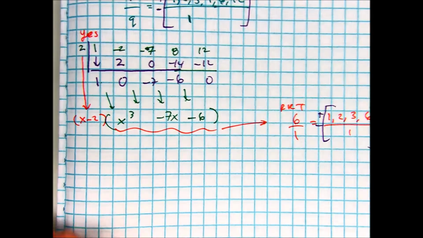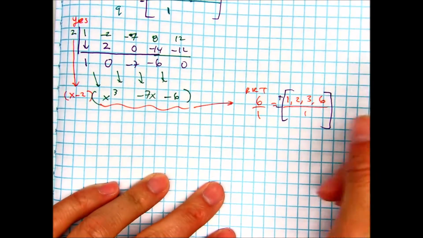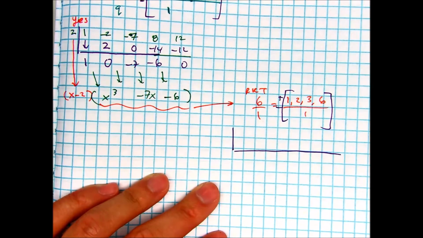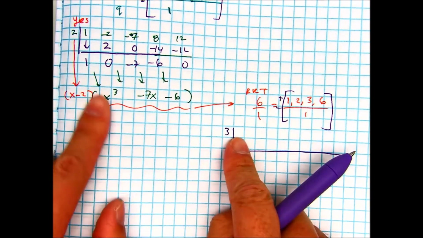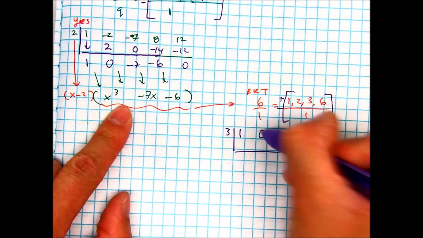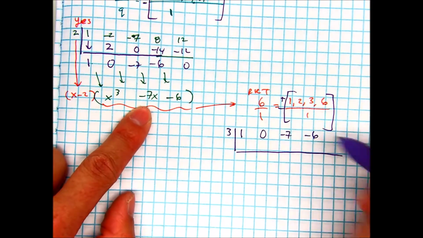What number do you want to try? You want to try 3? Sure. So I'm going to put a 3 here. My numbers here are, pay attention, 1, what? 0, because you need the placeholder, negative 7, and negative 6.